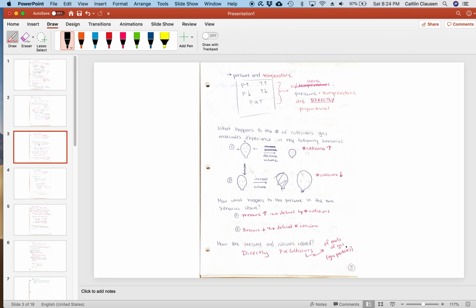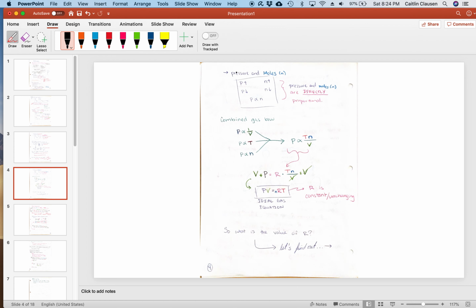Well, what's colliding? Well, the gas particles are colliding, and we define the number of things as a mole, 6.022 times 10 to the positive 23 somethings, in this case gas molecules. Those are the things colliding, and from this we figured out that pressure is directly related to moles. It's directly proportional. As the pressure increases, the moles of gas would also increase.